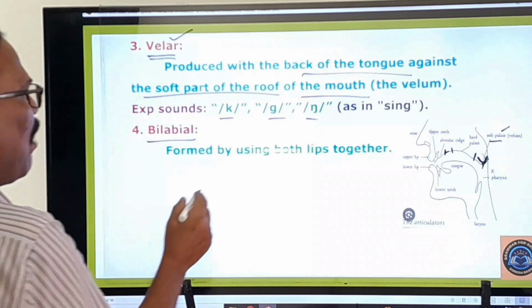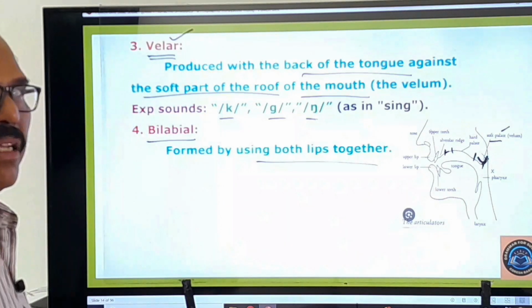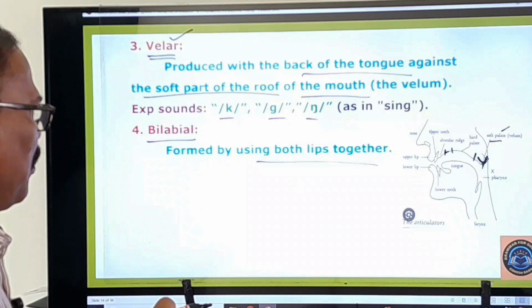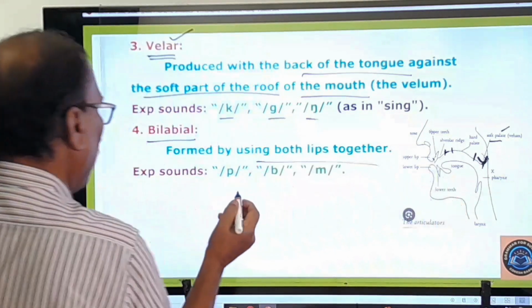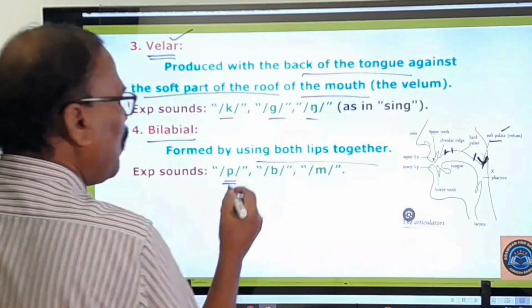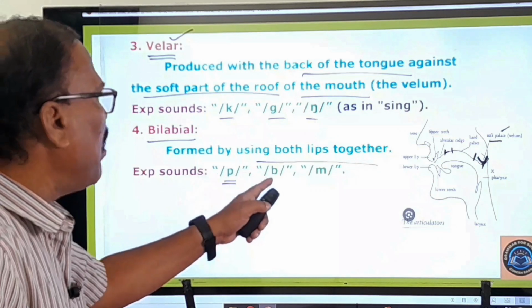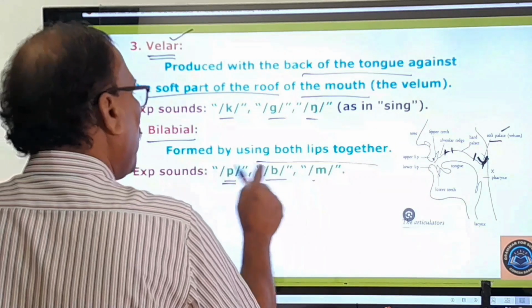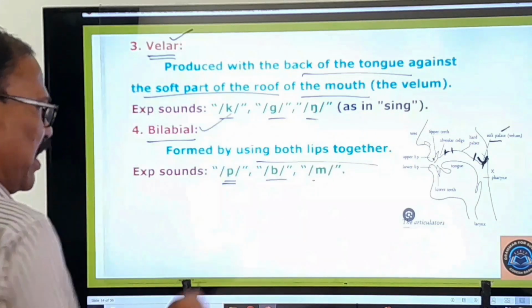And the next, bilabials. Bilabial means formed by using both lips together. With the lips coming together, these sounds are produced. These are the two lips. Pa, ba, ma. In the pronunciation of pa, ba, ma, the lips come together. Therefore pa, ba, ma are called bilabials.